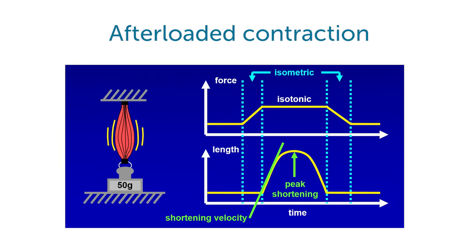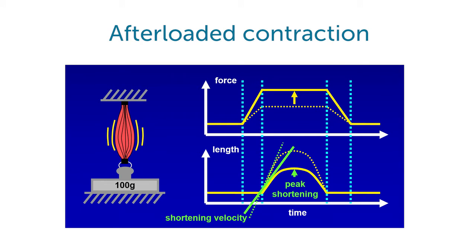So, what happens now if we change the load, if we make this weight heavier? So let's simply double that. And you see that all these parameters change. So if we increase the load on the muscle, then the muscle has to produce more force. You see this curve going up. And the velocity of shortening and also the peak shortening goes down. So all these 3 parameters depend on the loading conditions.